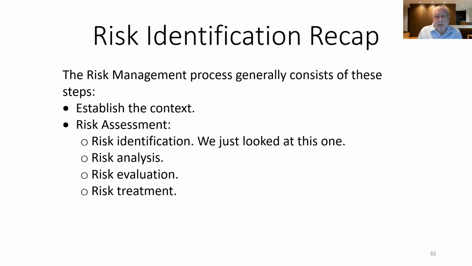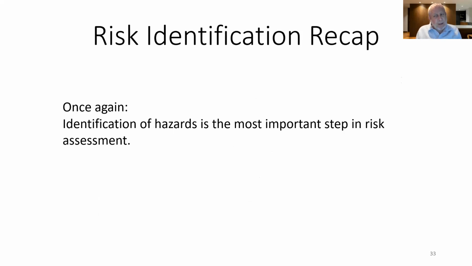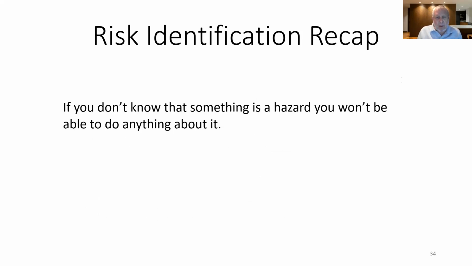The risk management process generally consists of these steps. Again, establish the context, the risk assessment, risk identification, which we just looked at, risk analysis, which we're going to do next, risk evaluation, and risk treatment. Once again, identification of hazards is the most important step in risk assessment. If you don't know something is a hazard, you won't be able to do anything about it.